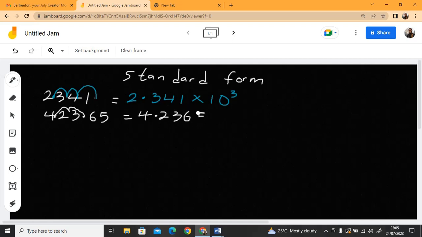4.2365 times, you must multiply by 10, it is a must, times 10. Then how many times do you move? You move 1, 2. So you put 2 at the top here. That is that.